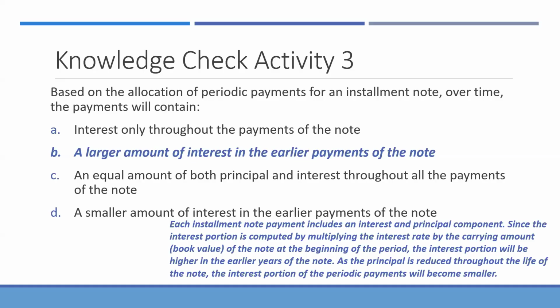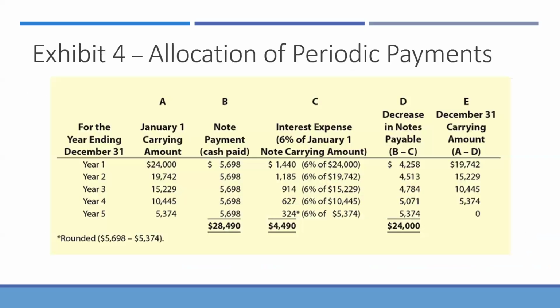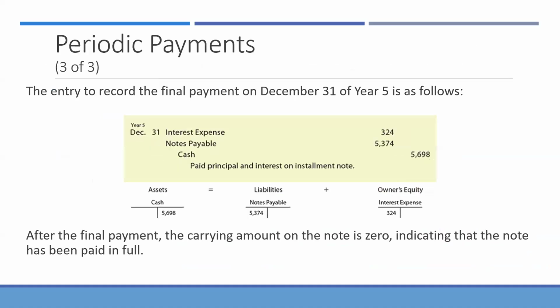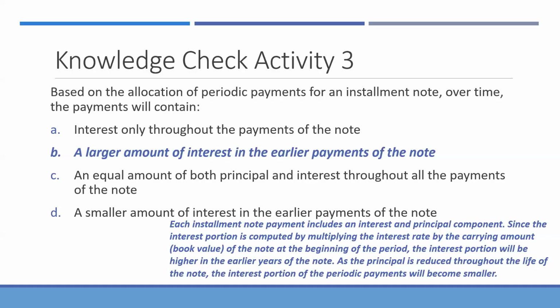And that's also why paying off a car loan or a mortgage up front saves a lot of money in interest, because that balance is going to carry for a lot of years after year one. So paying off more of the note in year one saves more money on interest. And then it's not an equal amount of principal and interest throughout the payments, because interest is on the carrying value more at the beginning. And then it's not smaller because it's larger.